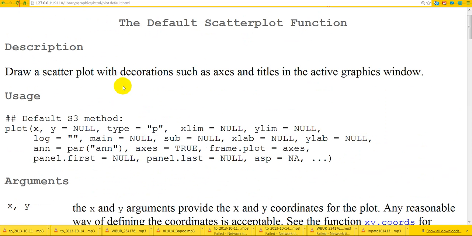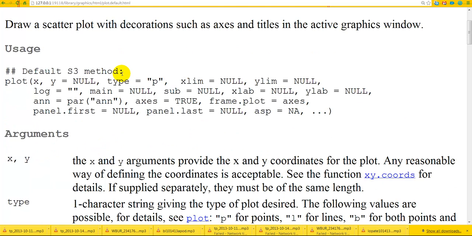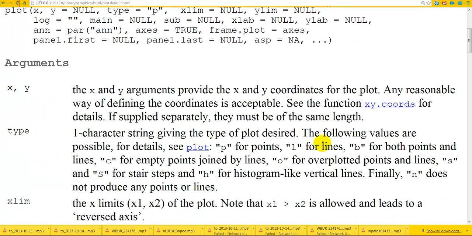If you click on plot.default there and go down to type, it gives a description of the different types that you can put in. So you can put in 1, which is the default, or you could change it to B. I haven't checked it out, but you could check it out by putting in different types and seeing what their response is.